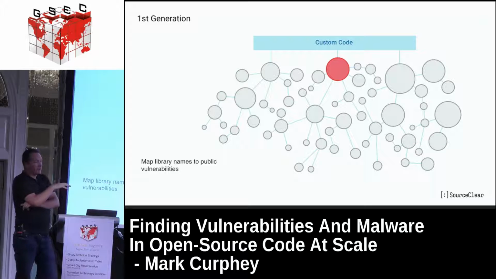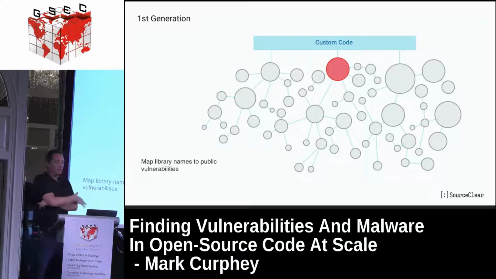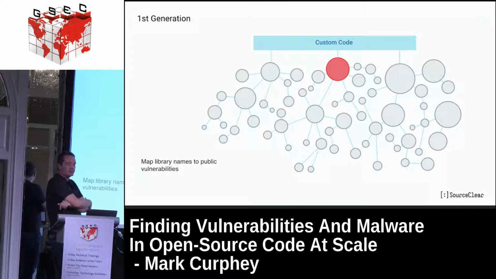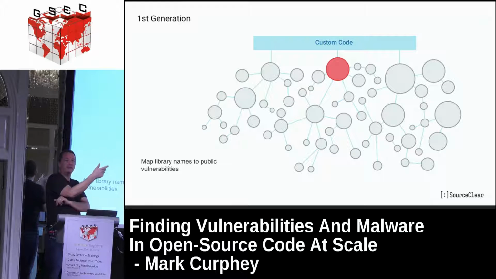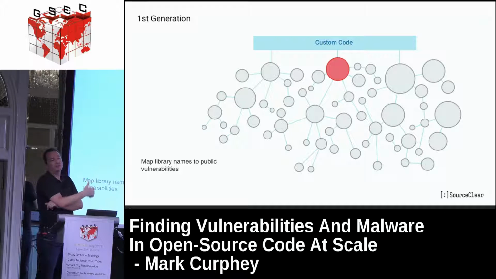The first thing is the current state of generation for people finding these vulnerabilities, the first generation of this, which is still what a lot of people do. Some of the open source tools do this. Basically what they're doing is mapping CVEs, common vulnerabilities and exposures, to library names. So it's basically grep, essentially. You look at the library name, you match it to a vulnerability, and you map it back.